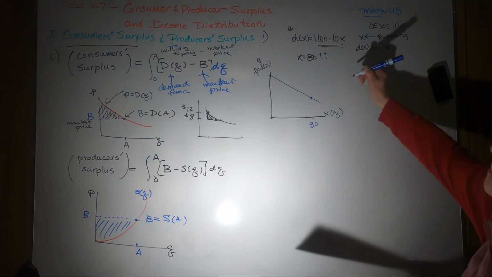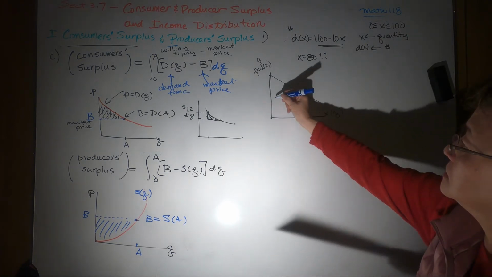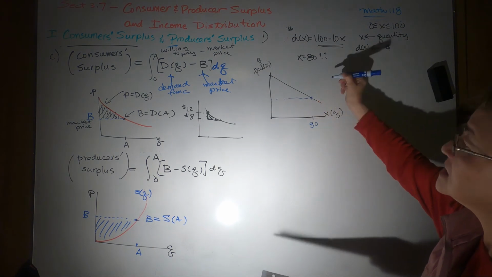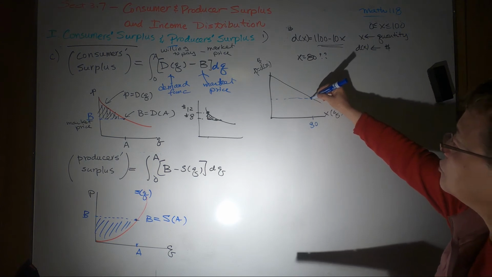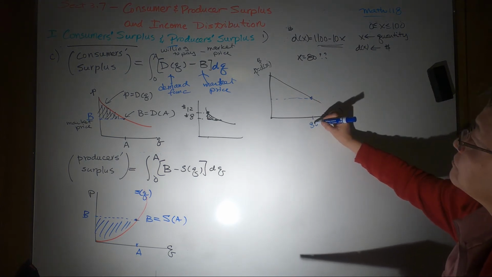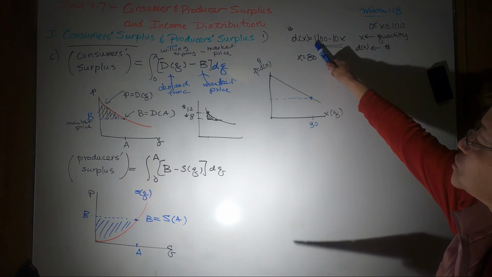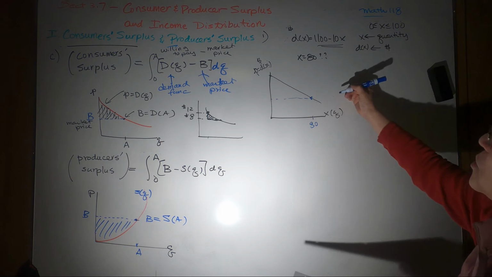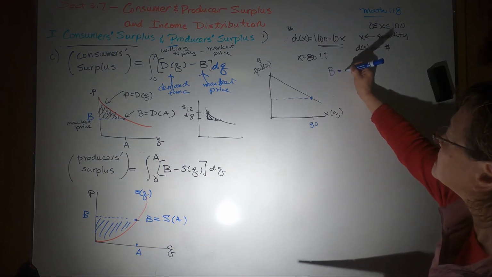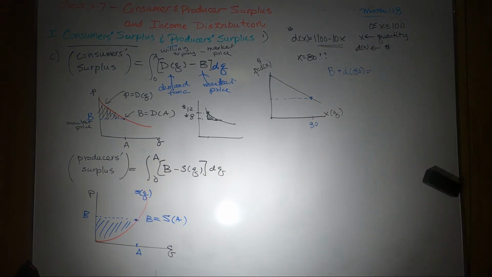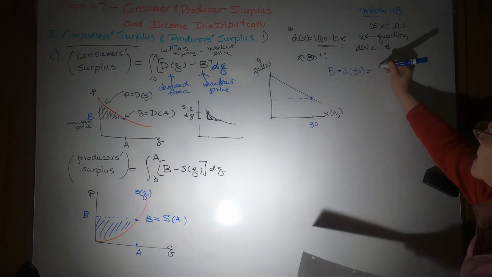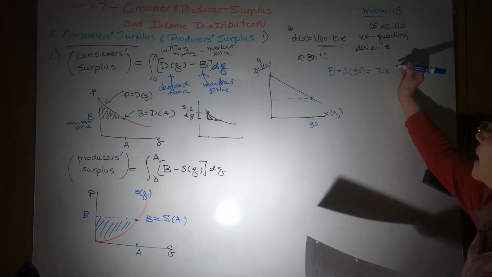So the market price at this point, like here, right? So when they produce 80, then that's the demand function. So what's the market price at this point? So the market price is what? At 80, right now, right? So you plug in 80, so that would be what? 300.